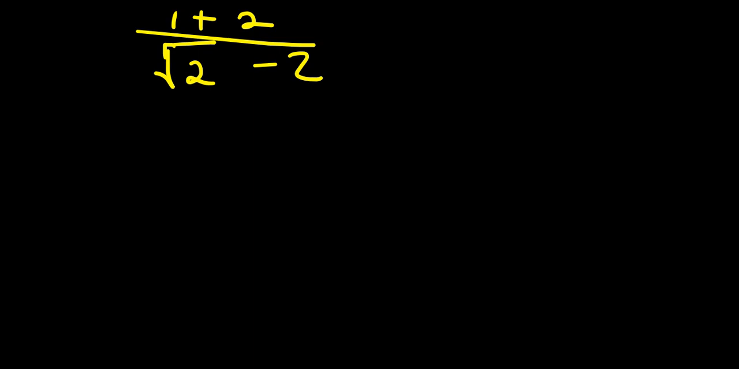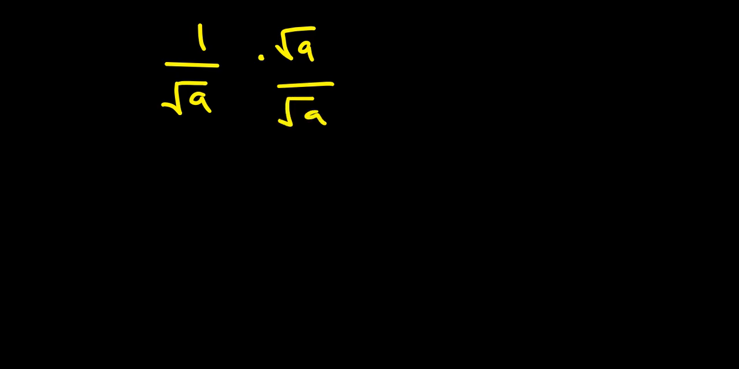Now to rationalize the denominator, we must be able to follow some rules. First, if you have a fraction of the form 1 over root of a, to rationalize this, you multiply the top and the bottom by the root of a. Then you have root of a over a.